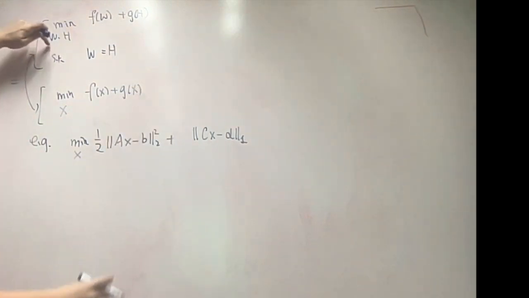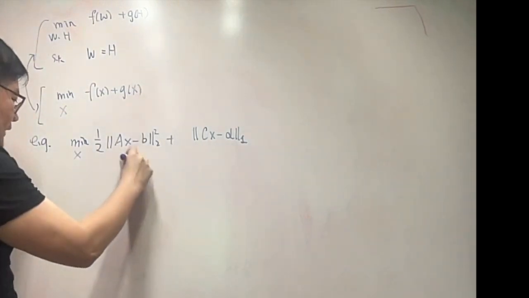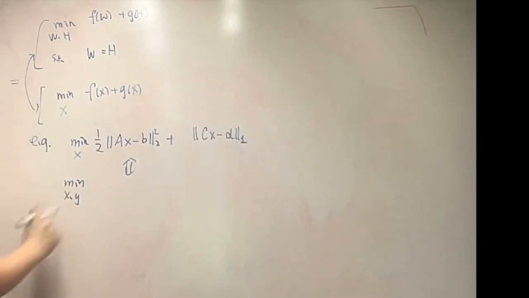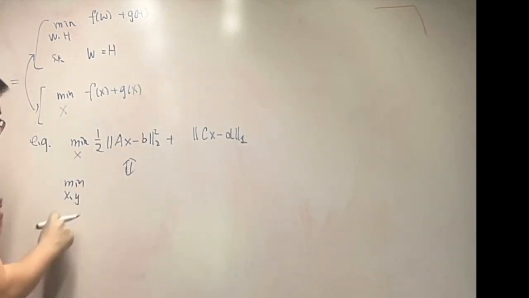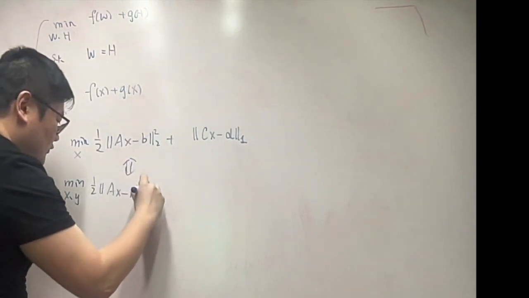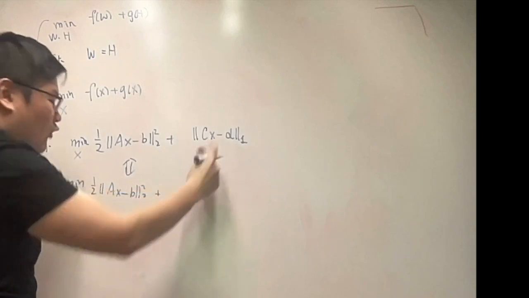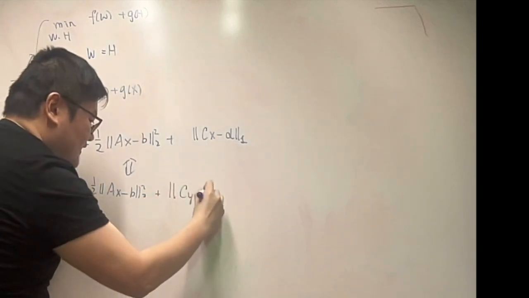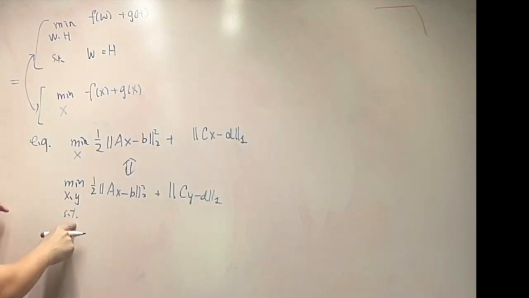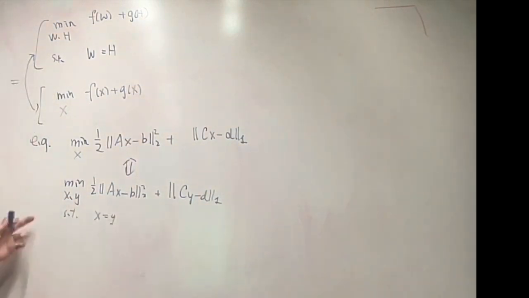So now I'm going to convert to here. I'm going to do the following. So now I will have my y. Okay, today is all about two variables. Okay, so now I talk about this. Two variables. So I have the 2-norm of Ax minus b, plus what? Now this guy becomes y. The 1-norm of Cy minus d. But I have a new constraint, subject to x equal y. So now I have this.